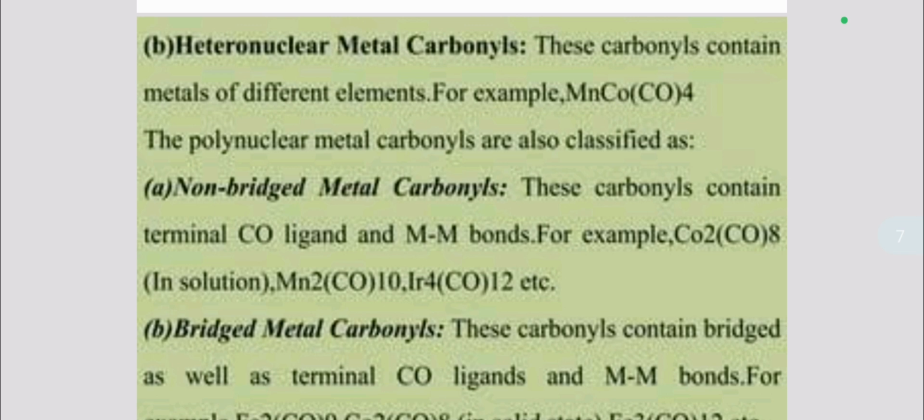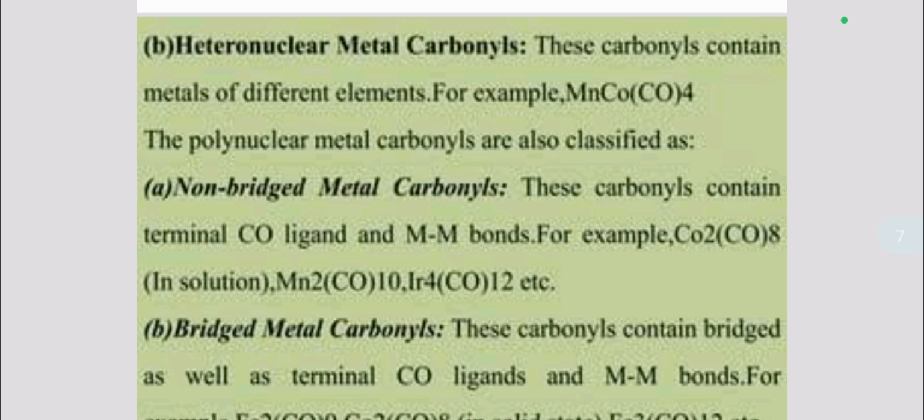Bridged metal carbonyls are complexes that contain bridging and terminal CO ligands. Bridge means the bond between two central metal atoms. The bond between two central metal atoms is called a bridge. For example, Fe2(CO)9. A bond is formed between the two Fe atoms, and that bond is called a bridge.